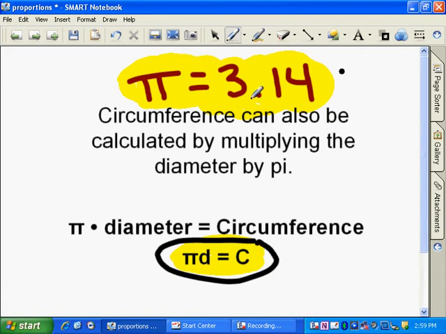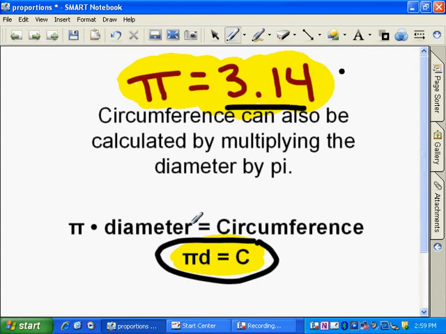Now, pi is a number, it goes on for a really, really long time. And so we're just going to use 3.14 for pi. We're not going to use the pi button on the calculators, because different calculators round pi to different values. Some use 3, some use 3.1, some use 3.14. So just to make sure we're all on the same page, we're going to use 3.14 for pi.